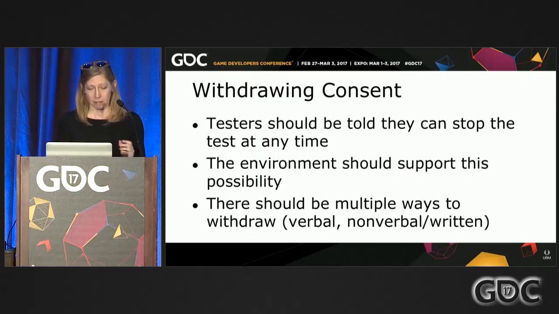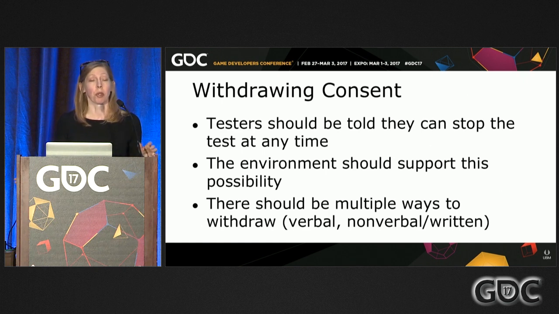If you have multiple aspects of the test, and people are uncomfortable with one aspect, could you omit that for them but have them do the others? Or maybe you need people to complete the whole experience, and you just be upfront and say, if you're not comfortable with everything, then this isn't for you. Again, they should be told that they can stop, not just leave, but stop at any time.